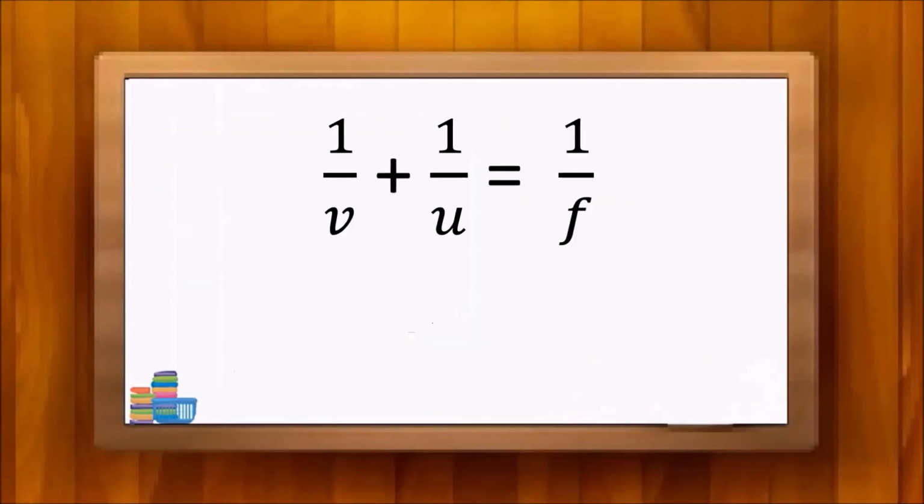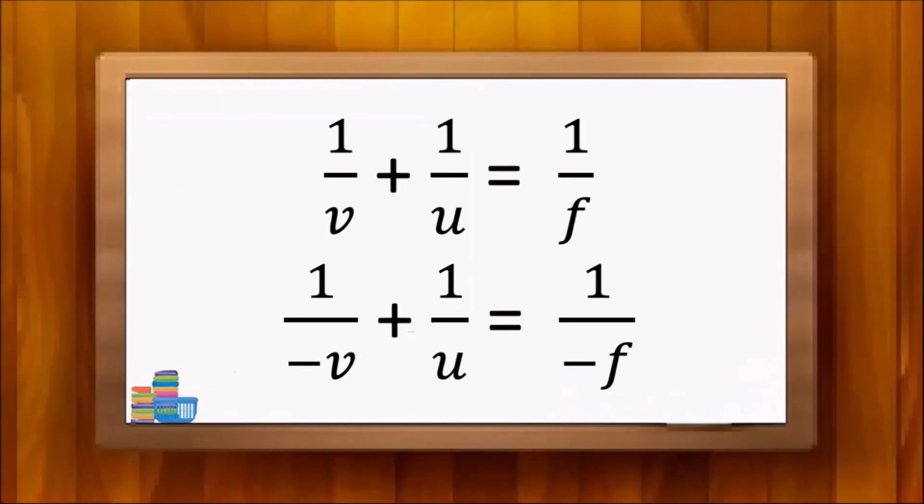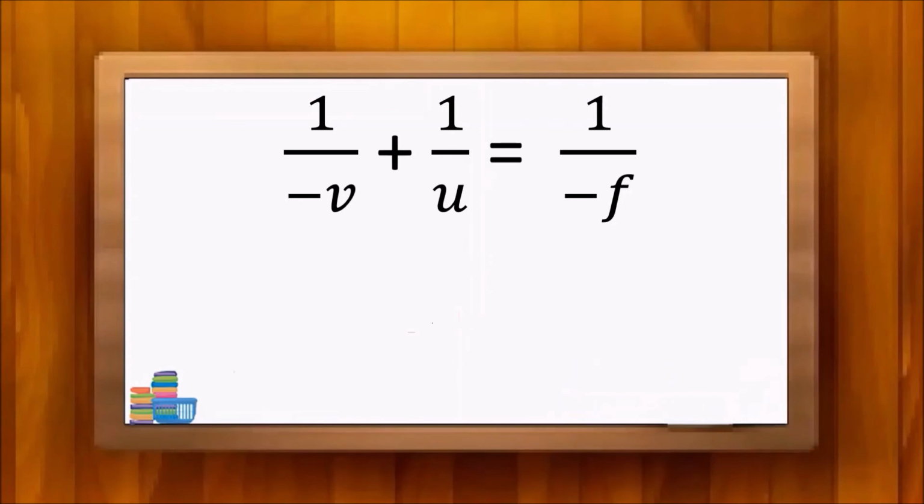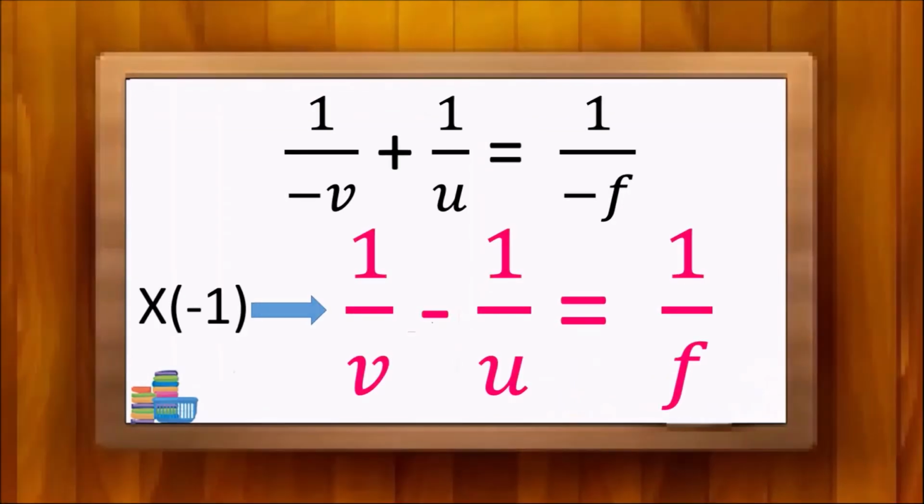Then I'll insert those signs in this equation. 1 over negative V plus 1 over U equals 1 over negative F. Multiply the whole equation by negative 1. Then, after all, we have 1 over V minus 1 over U equals 1 over F. This is the lens formula. You can use this for any convex or concave lens. But you must use the standard notation compulsorily. You can see the usages of the lens formula if you watch the other videos of the optics series.